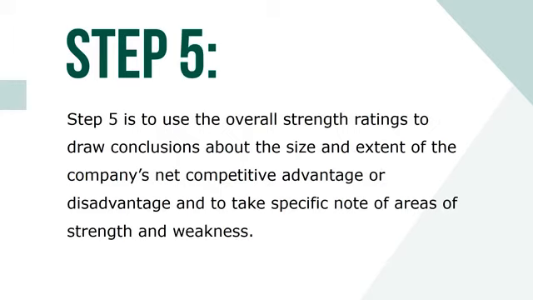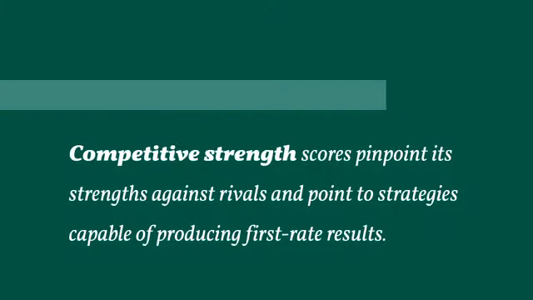And finally, Step 5 is to use the overall strength ratings to draw conclusions about the size and extent of the company's net competitive advantage or disadvantage and to take specific note of areas of strength and weakness. A company's competitive strength scores pinpoint its strengths and weaknesses against rivals and point to offense and defense strategies capable of producing first-rate results.